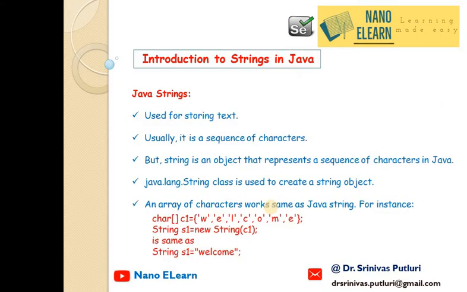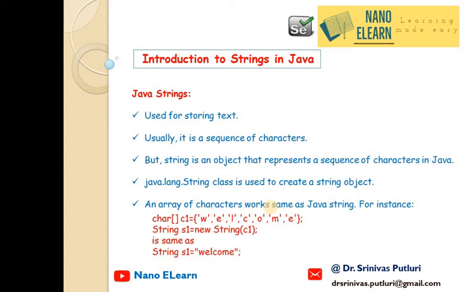Introduction to strings in Java programming. Basically, what is a Java string? A string is used for storing text. Usually, it is a sequence of characters, but a string is an object that represents a sequence of characters in Java.